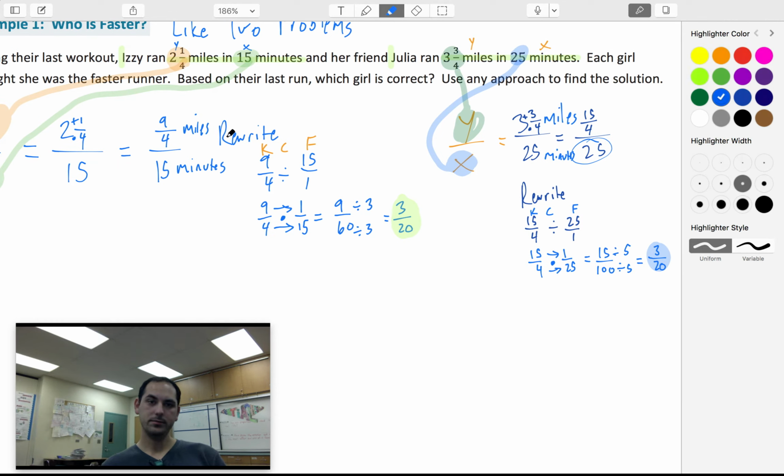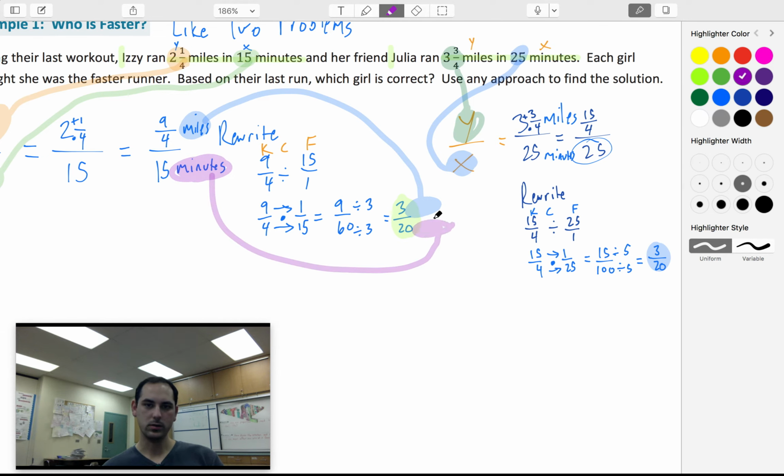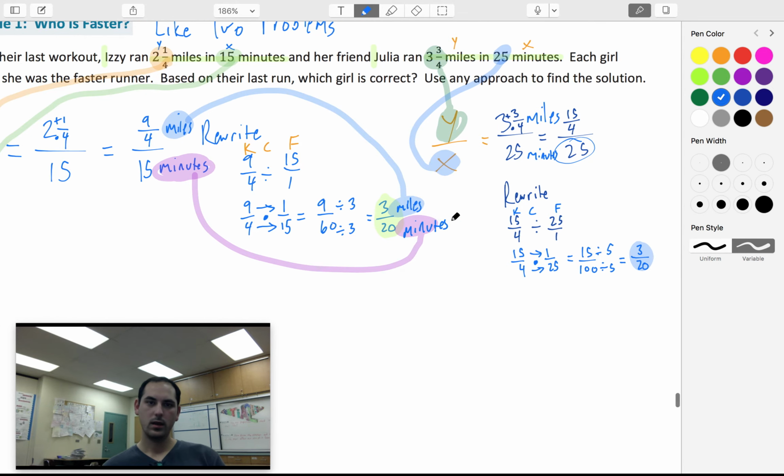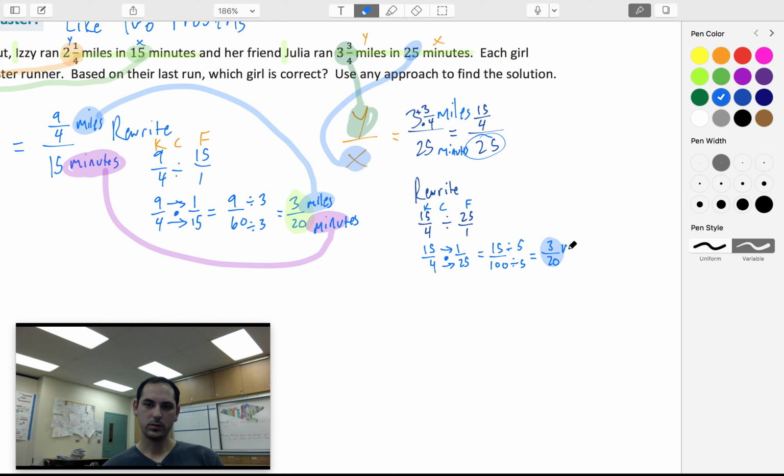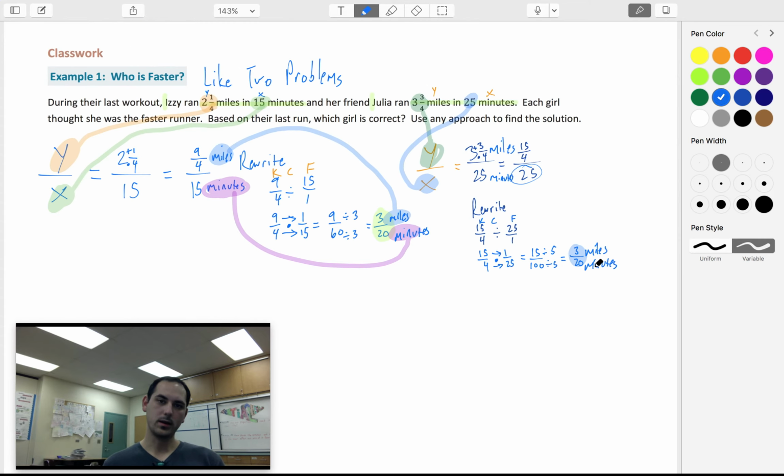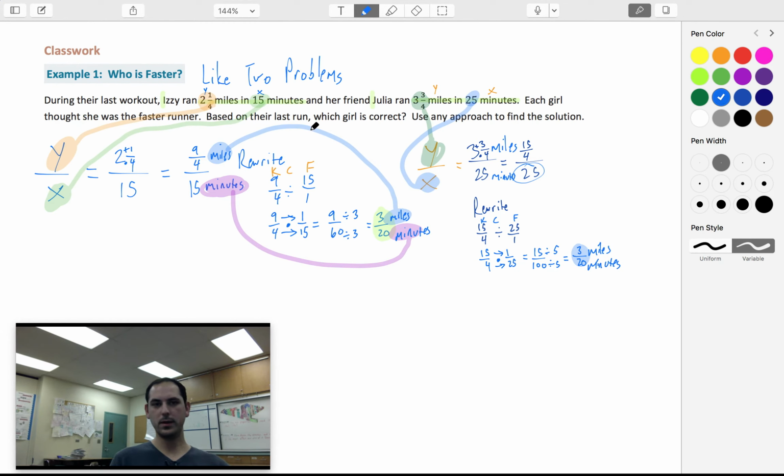If you have miles there, then over here, you should have miles. If you have minutes here, then on the bottom of this fraction, you should have minutes. So this one is miles, and this one is minutes. Now same reasoning over here. This one is miles, this one is minutes. Alright, copy that down. Now if you don't have this many highlighters, different colors, that's fine. You don't have to highlight like I did. Just know where I'm getting this from.